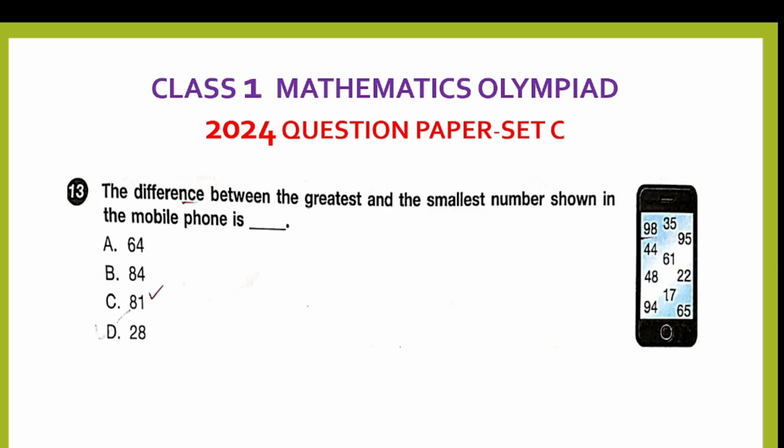Next question. The difference between the greatest and smallest number shown in the mobile phone. So we have been given a mobile phone with numbers, and we have to find the difference between the greatest and smallest number. Now the greatest number is the big number. Among these, the big number is 98, and if you observe, 17 is the smallest number. So we have to find their subtraction. 8 minus 7 is 1, 9 minus 1 is 8, so 81. So the difference between the greatest and smallest number is 81. Therefore option C is the correct answer.